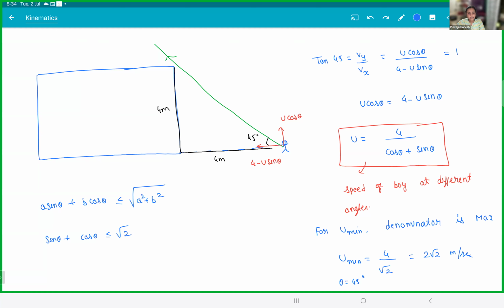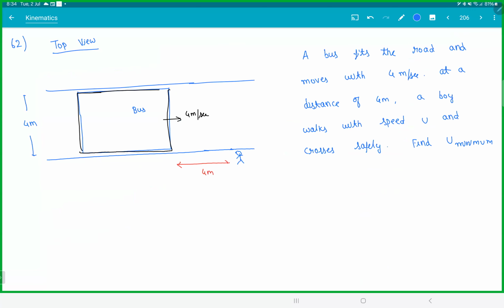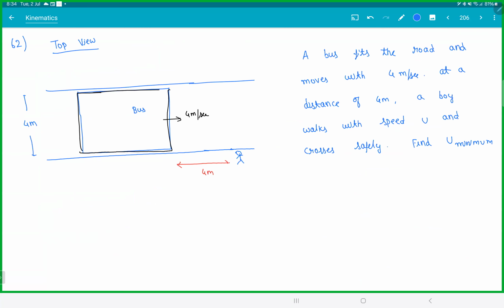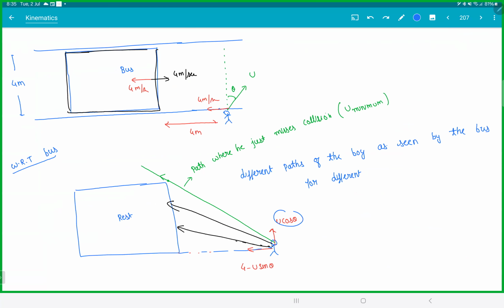Sir, but we didn't take the velocity into account at all. Whose velocity? Sir, we have to find both angle and velocity, right? No, the question is to find u minimum. Yes, sir. So we didn't take velocity into account at all. Whose velocity? The boy's velocity. What are u cos theta and u sin theta then?